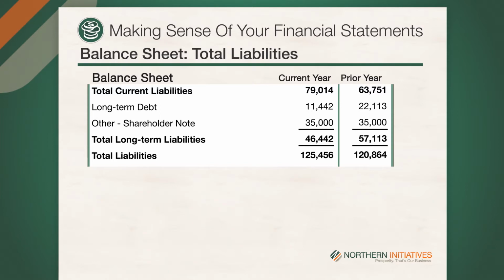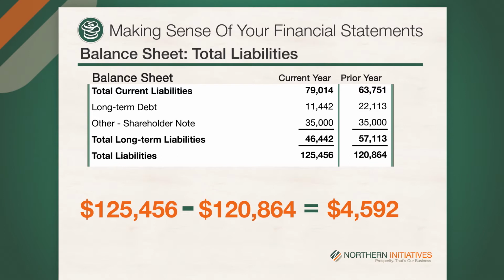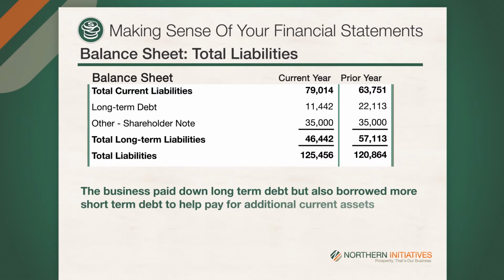In the case study, total liabilities increased $4,592 from $120,864 to $125,456. The business paid down long-term debt, but also borrowed more short-term debt to help pay for additional current assets.